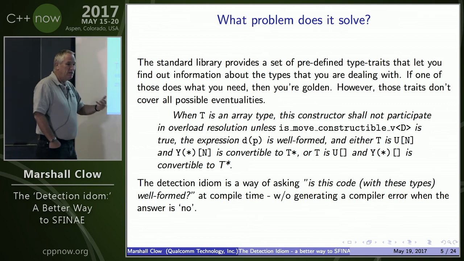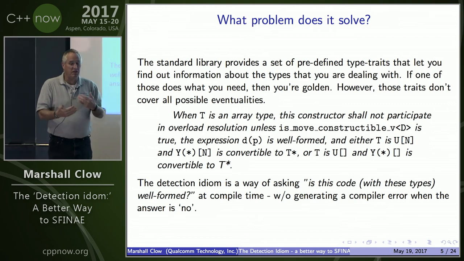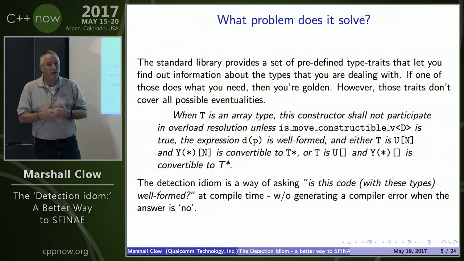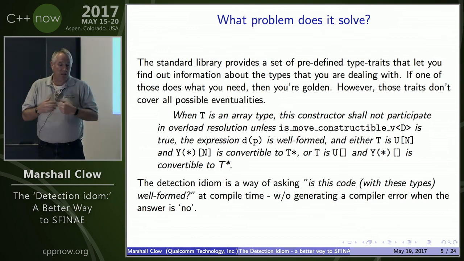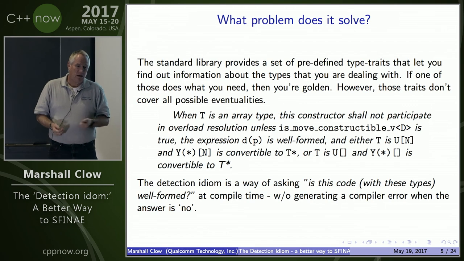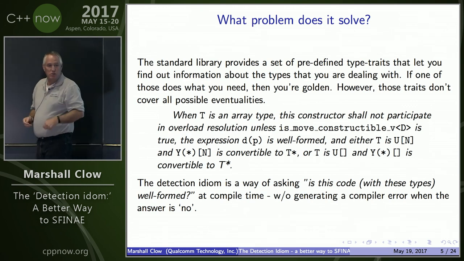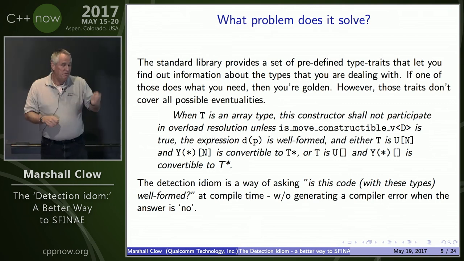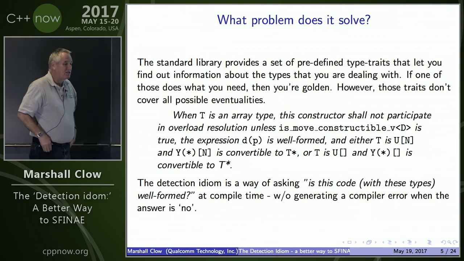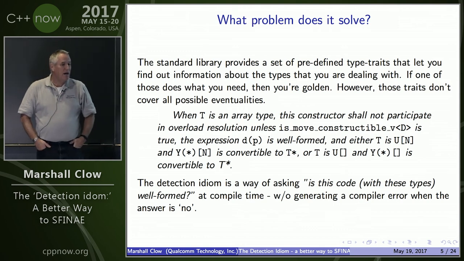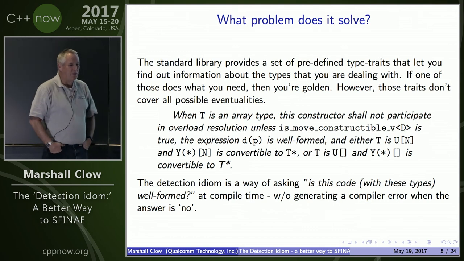If the condition that you want to constrain your code on is one of those that's already provided, then you're golden, right? You just use std::is_copy_constructible<T>, and you just swap that into your enable_if and go to town. But sometimes it's more complicated than that.